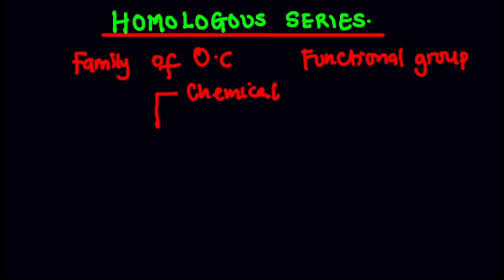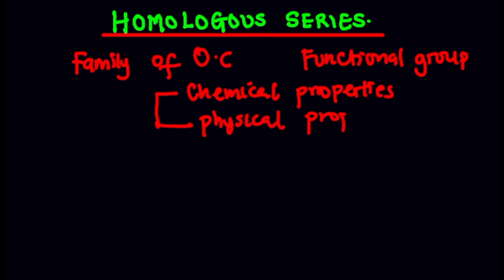That is, all the compounds belonging to that particular family have the same chemical properties, but the physical properties are different. And I'm going to explain the reason why the physical properties are different in a moment.